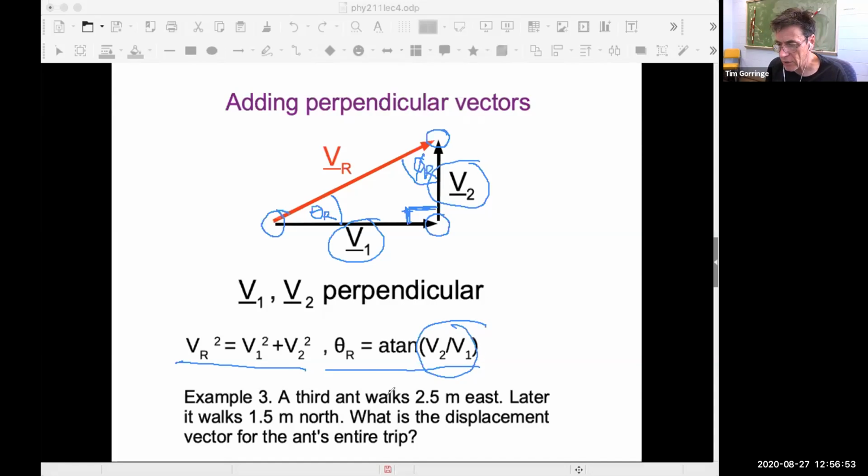Anyway, let's look at an example, an illustration of adding together two perpendicular vectors. So now a third ant comes by, and he or she walks 2.5 meters east, then 1.5 meters north. And we've got to figure out, again, the displacement vector for the entire trip. This is a case of perpendicular vectors, east direction, north direction, 90 degrees between them.